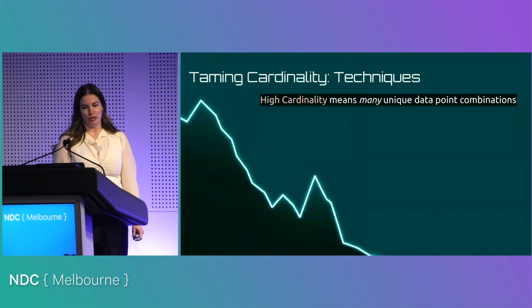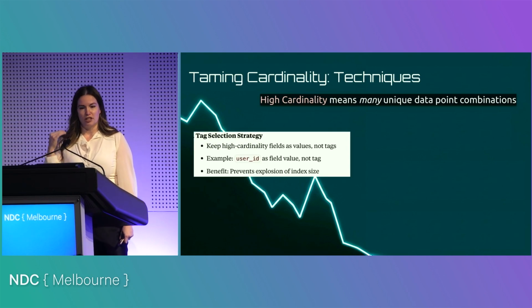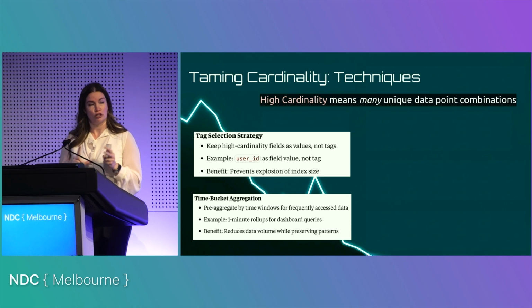Let's tackle one of the most important challenges in time series data, high cardinality. Remember, high cardinality means you have many unique combinations of tags that create separate time series. First, be strategic about your tag selection. Keep high cardinality values as fields, not tags. For example, store user ID as a field value rather than a tag. This prevents an explosion of index size. Second, create structured tag hierarchies. Group related dimensions like region, data center, rack. This lets you query higher levels first, then filter down, reducing query scope progressively.